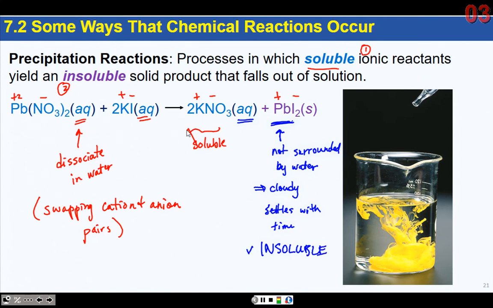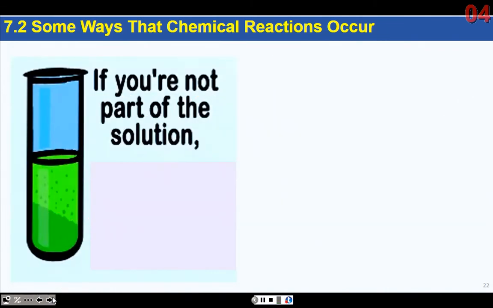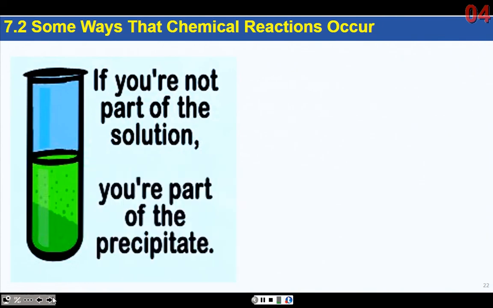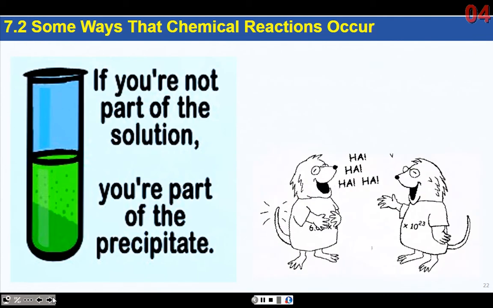Okay, that's reaction category number 1. The next reaction category follows after this one. So if you're not part of the solution, this is a chemistry joke, guys, you're part of the precipitate. So if you're in the precipitate, you're at the bottom of the beaker, the bottom of the test tube. If you're part of the solution, you're floating around in the solution. I know, silly chemistry jokes.